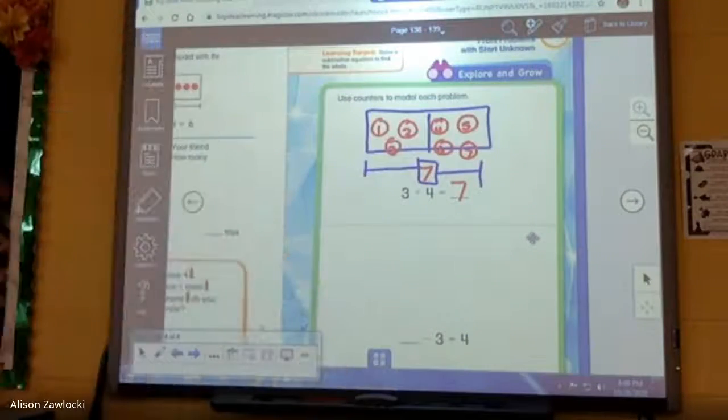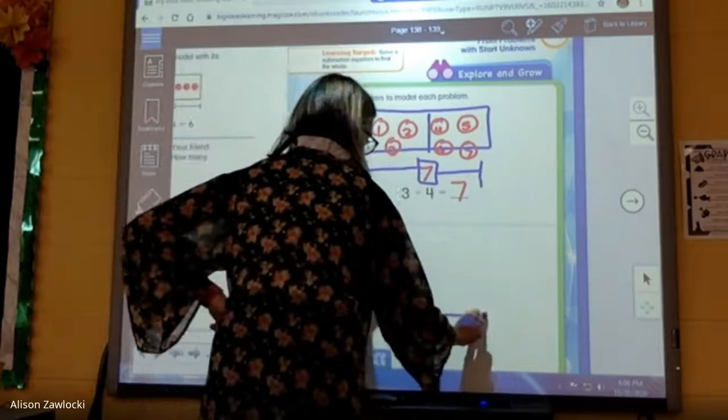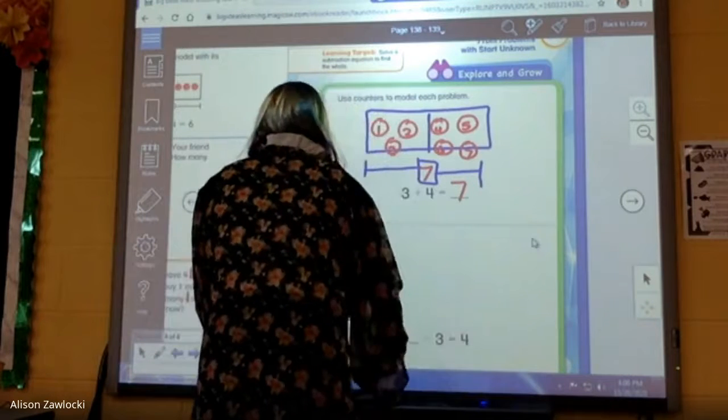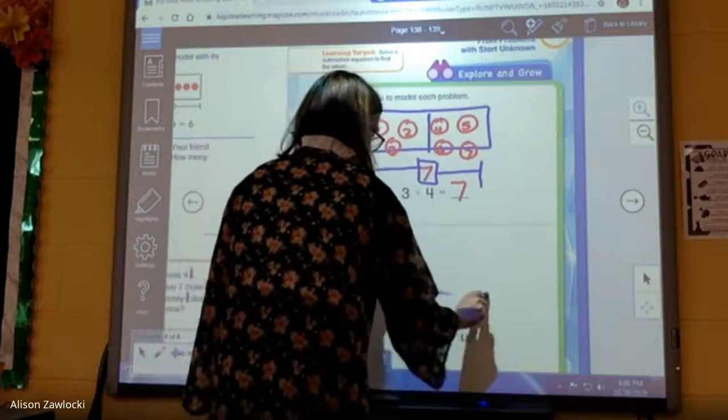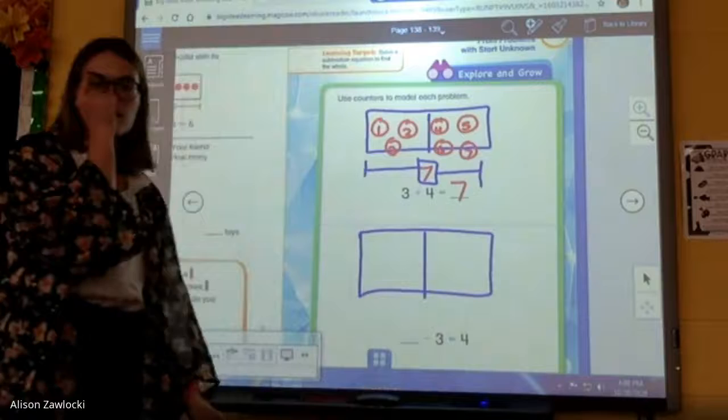This is a subtraction problem, isn't it? Let's use the model. Let's draw a model for this subtraction problem. So we're going to draw a table. I'm going to make it a little bit smaller. We're going to draw our picture and split it in half. Remember, it's a big rectangle, and then split it in half.